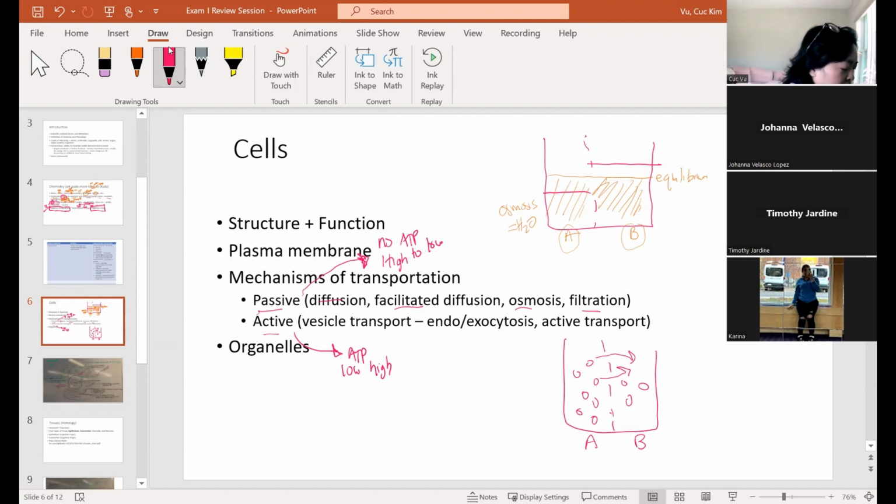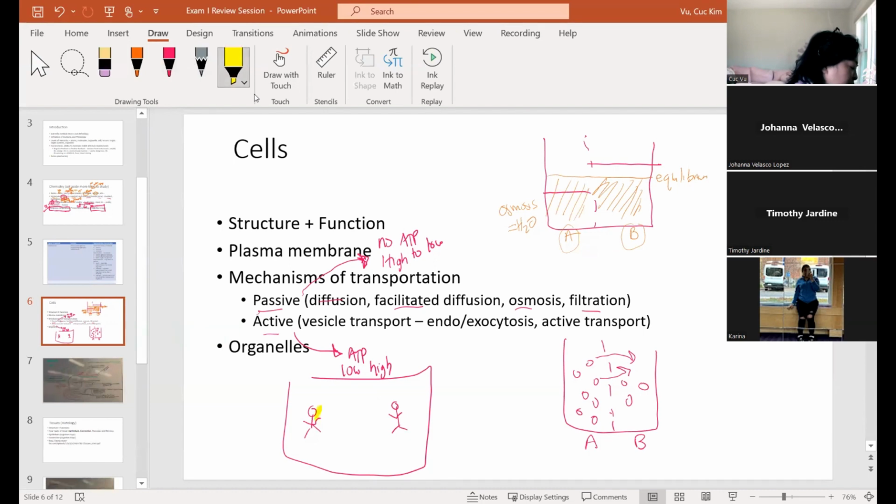Here's a live example. Let's say you're standing over here, we're in a room, and I'm standing over here. I spray perfume all over myself. The perfume particles are going to bump against each other and they're going to diffuse. They're going to spread out until eventually you're going to start to be able to smell it.